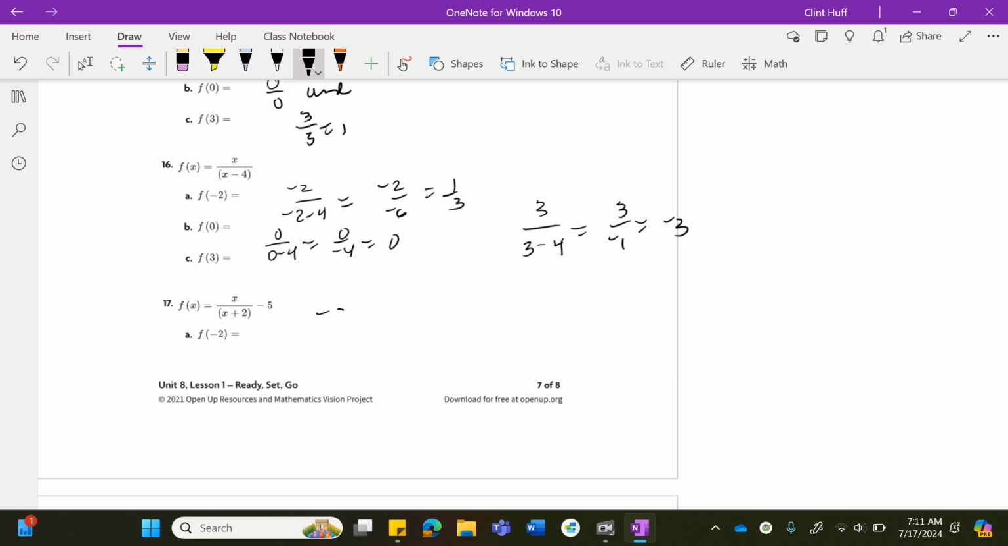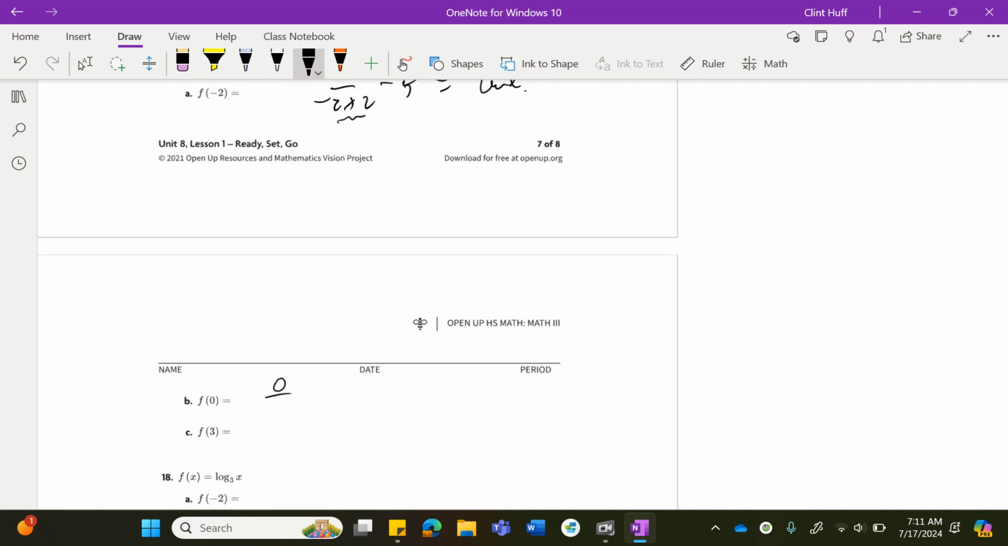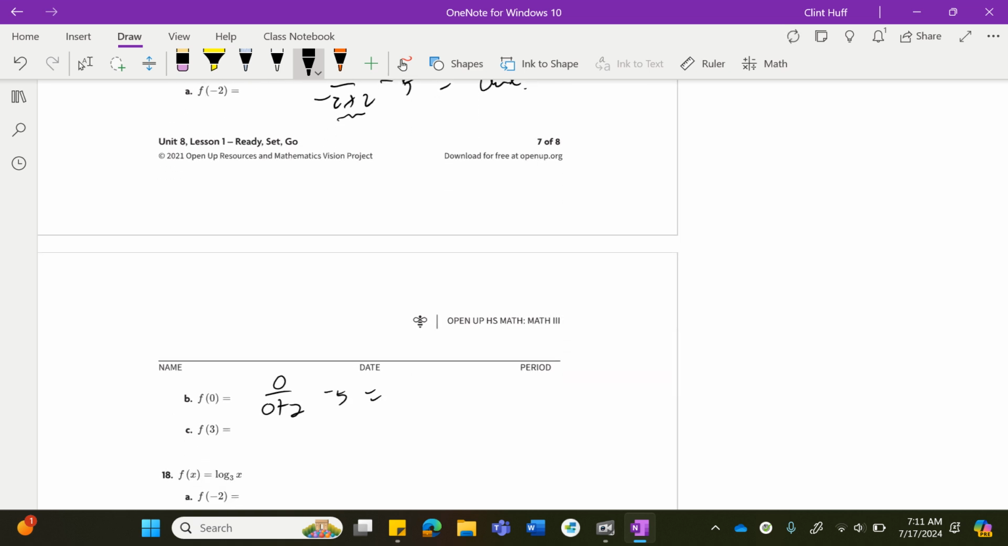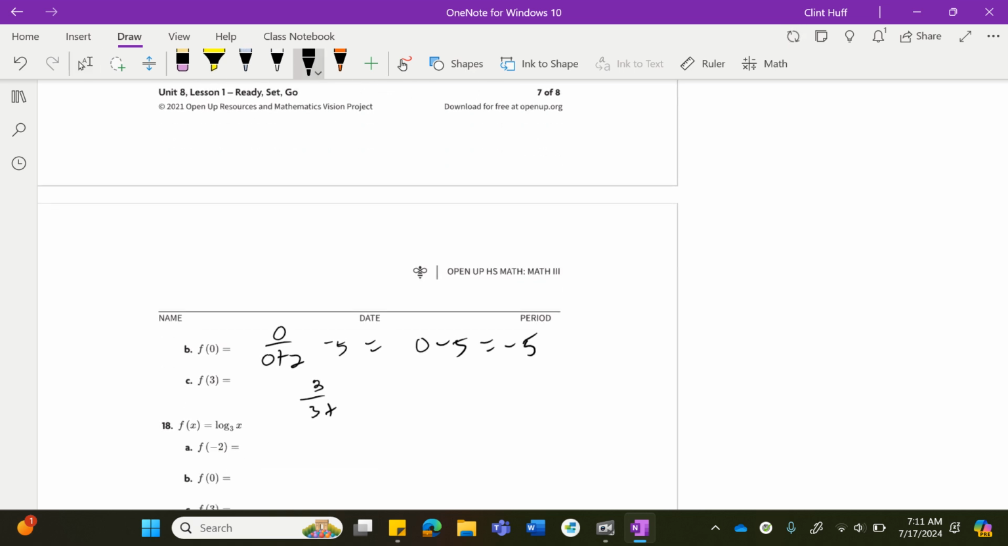All right, the next one, -2 over -2 plus 2 minus 5. So that looks like undefined because the minus 5 is fine, but you can't divide by 0. So that's undefined. F at 0 is going to be 0 over 0 plus 2 minus 5, which is 0 minus 5, negative 5. And F at 3 is going to be 3 over 3 plus 2 minus 5. That's 3 fifths minus 5, negative 4 and 2 fifths.